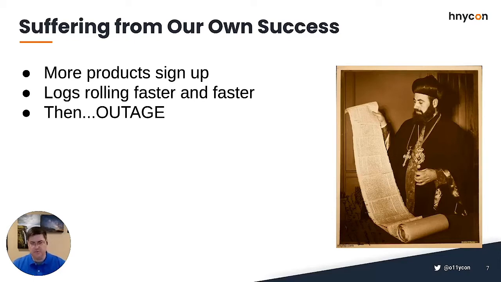This meant that the logs were rolling faster and faster as more products ran more builds and there were more things happening concurrently, which also meant that our ability to actually find problems became smaller and smaller because the amount of log volume we accumulated scales linearly with how many builds are being run. And then the inevitable thing happened. We had a big outage.